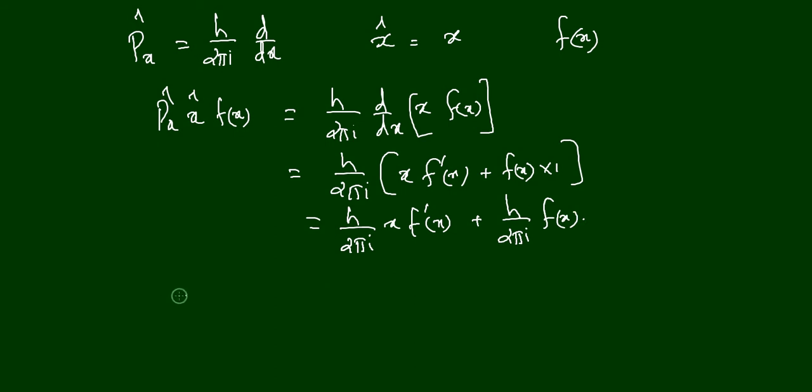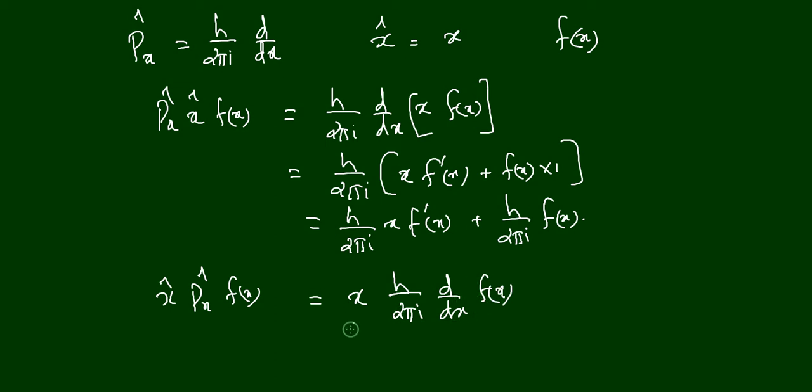Now we are going to calculate the result of x cap p x cap f(x) in the reverse order. Here it was p x cap x cap f(x), and now it is x cap p x cap f(x). So that is equal to x into p x cap. p x cap is h by 2 pi i d by dx of f(x). f is a hypothetical function that we are using now. So what is the result? First we have to operate on f(x) with d by dx. h by 2 pi i is a constant. You can keep it there like that.